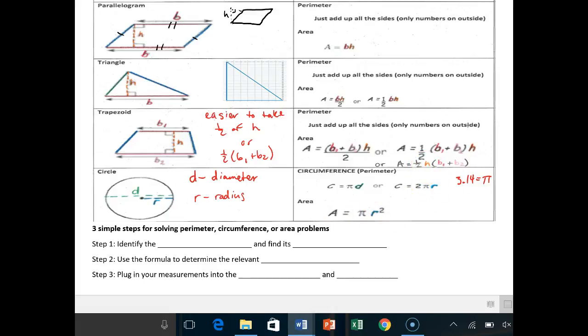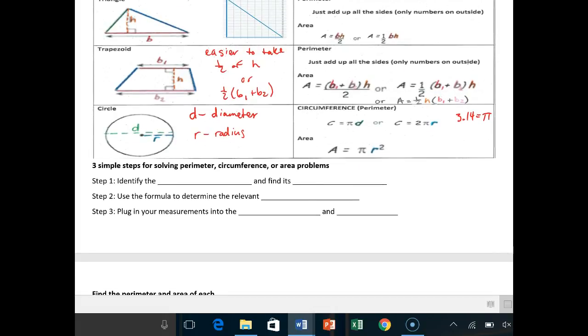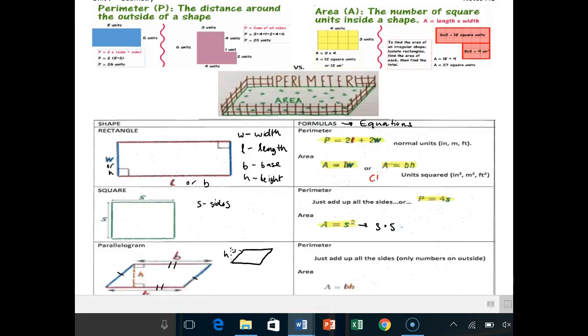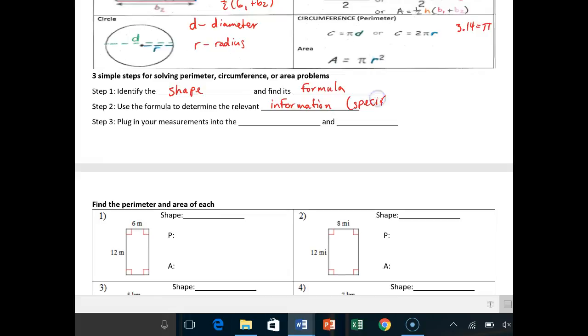Okay. So 3 simple steps. First, to work out perimeter, circumference, or area, identify the shape. That's all you have to do, is say what type of shape you have, find its formula, and once you've done that, use the formula to determine the relevant information. So there are only specific numbers that you're going to use. You can put that in parentheses, specific numbers. Plug in your measurements into the formula and solve. All right, so 3 simple steps. That's the end of part 1.